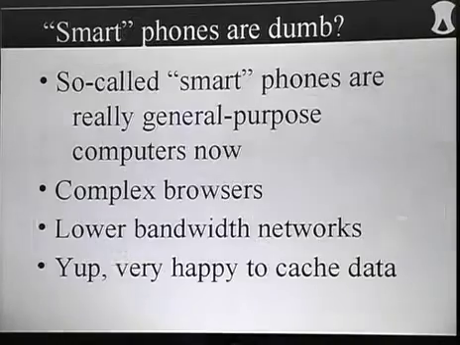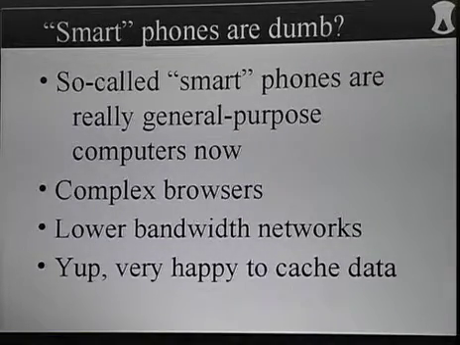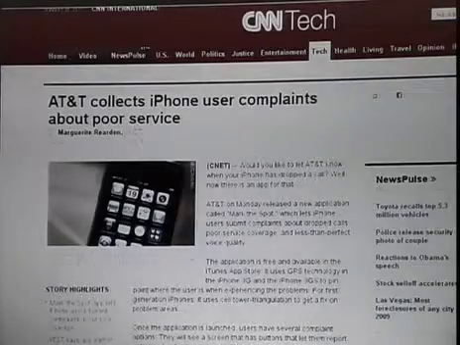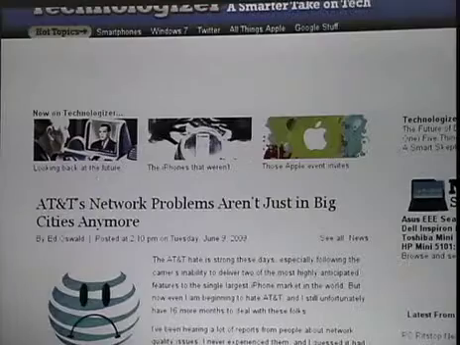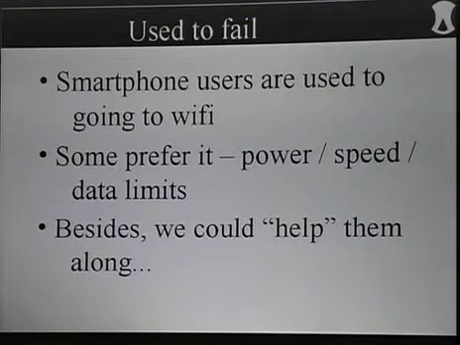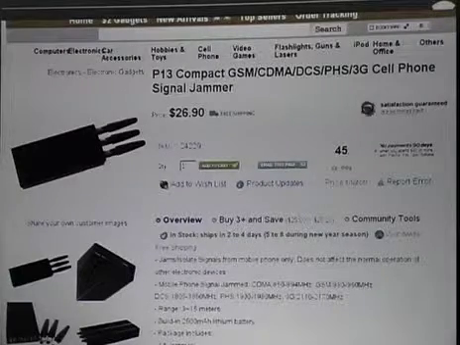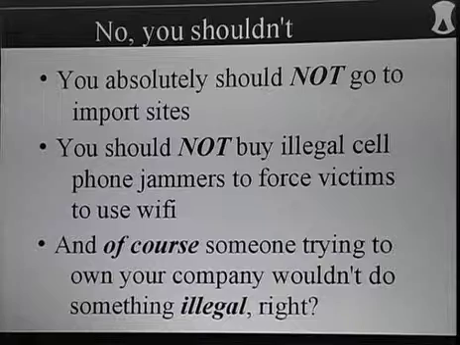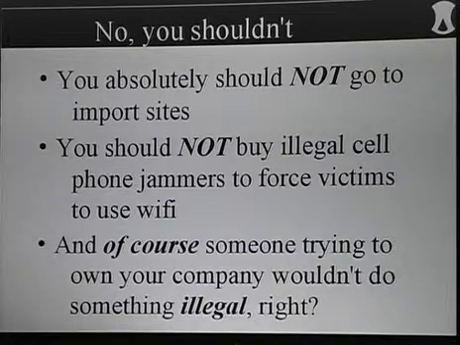What else can we target? Well, smartphones are really just computers now. They've got complex browsers. They're on little low bandwidth 3G networks. Yeah, they cache data. But all the smartphones are on cell networks, right? I'll just use 3G. There's never been any consistent problems with 3G or anything. Besides, smartphone users are used to going to Wi-Fi. Some people prefer it. They might have limited data plans or whatever. Besides, you could always help them not have 3G. But of course, that would be illegal. You should never go to an import site and buy a $25 jammer. Obviously, someone trying to own your company would never do something illegal, so don't worry about that.